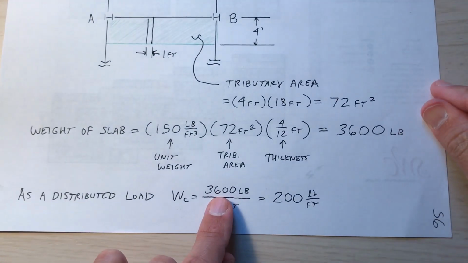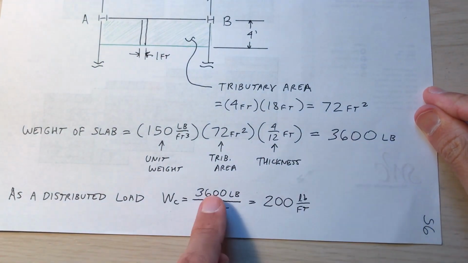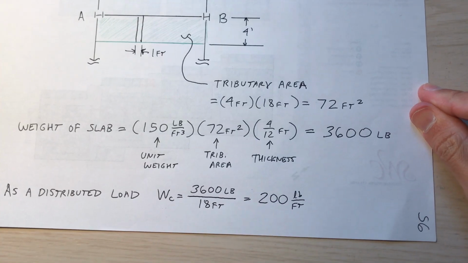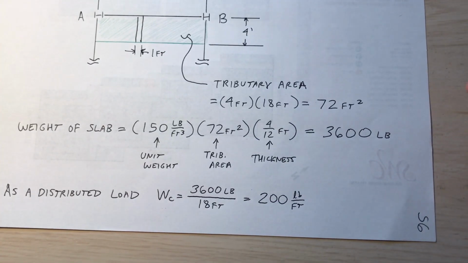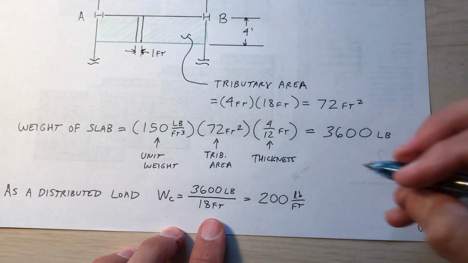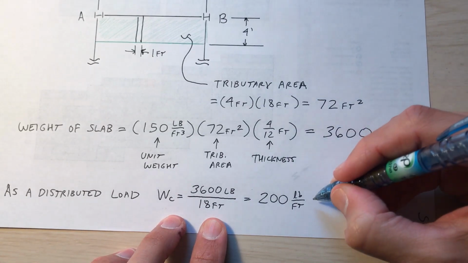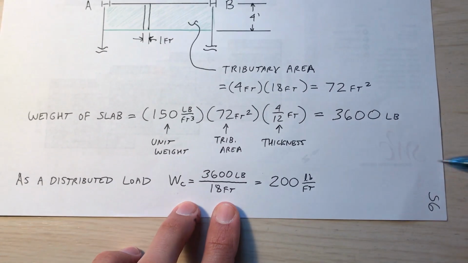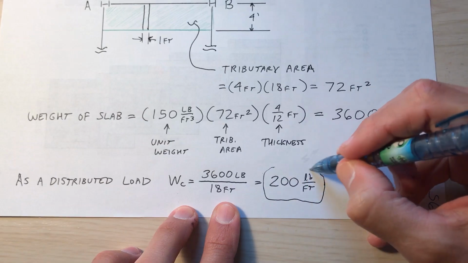Okay, so take the weight that I just calculated, 3,600, divide that by 18. It's 200 pounds per foot, half of the W sub C that I calculated for the beam CD. So let me call this W sub C. Well, I already did. I'll put a circle around it.